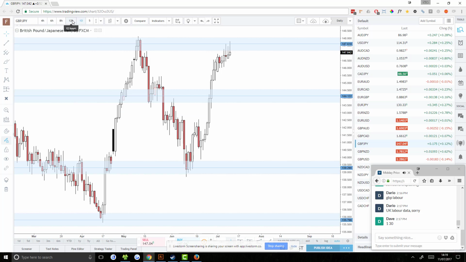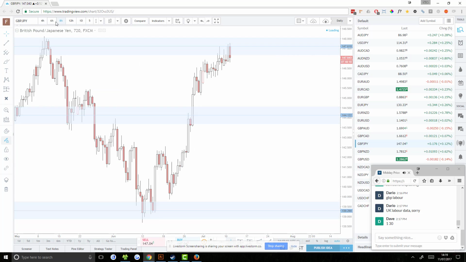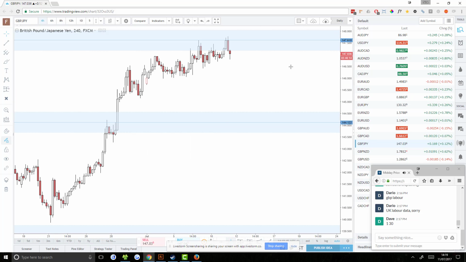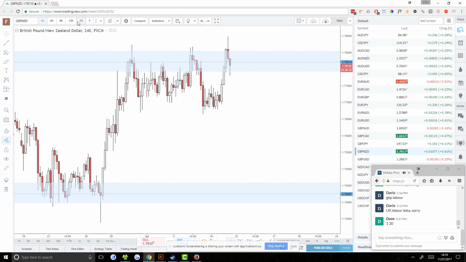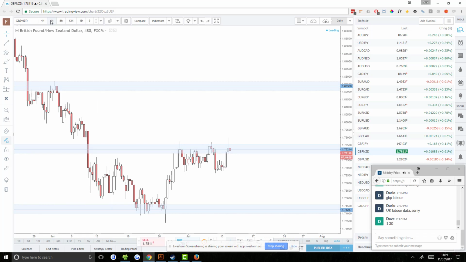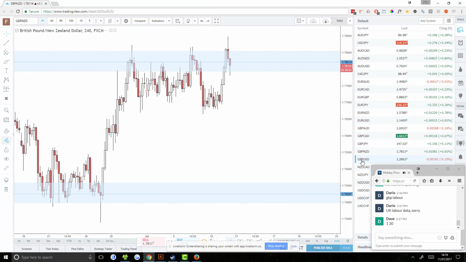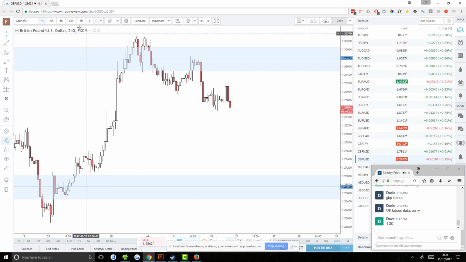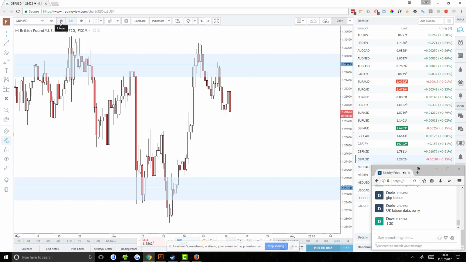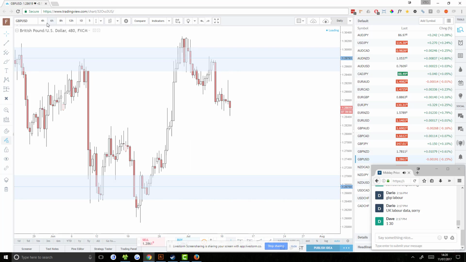USDJPY, what's up with this? USDJPY is hitting those same highs as the other JPY pairs, but I don't really see a decent setup there, so I'm not going to go for it. GBP New Zealand, nothing much. GBP USD, nothing much going on. It's just pushing down a little bit, isn't it?